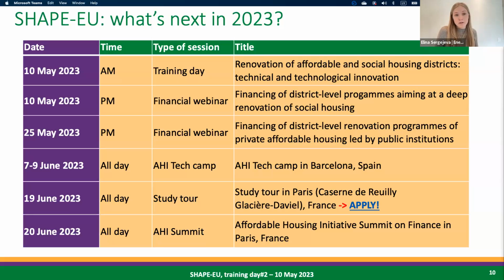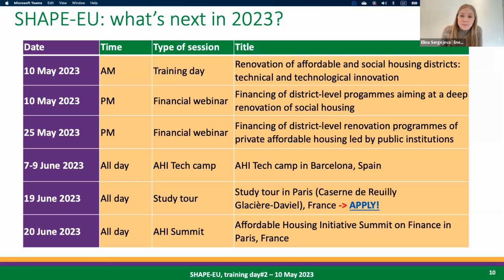We also have finance webinars. There's one coming up later today from 2 to 4, where we will talk about financing of district level programs, specifically for social housing. And something that might be interesting for the audience, we have an Affordable Housing Initiative Tech Camp coming up during the Social Housing Festival in Barcelona, June 7 to 9. This event is dedicated to addressing the difficult technical challenges related to renovation, such as market solutions, sustainable solutions, materials, advanced technologies, and so on.